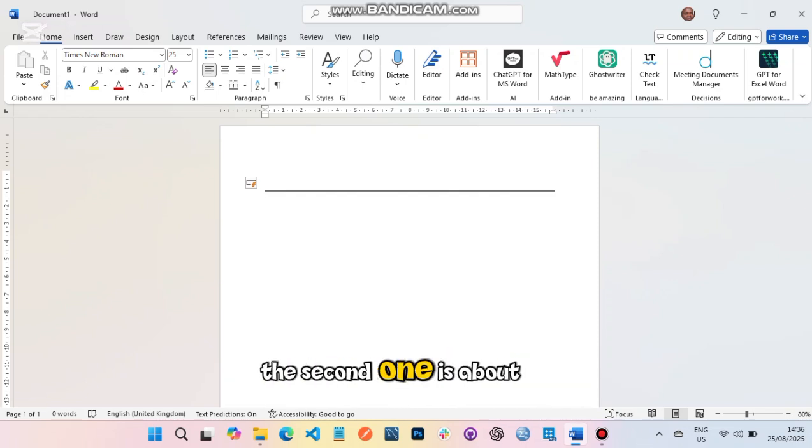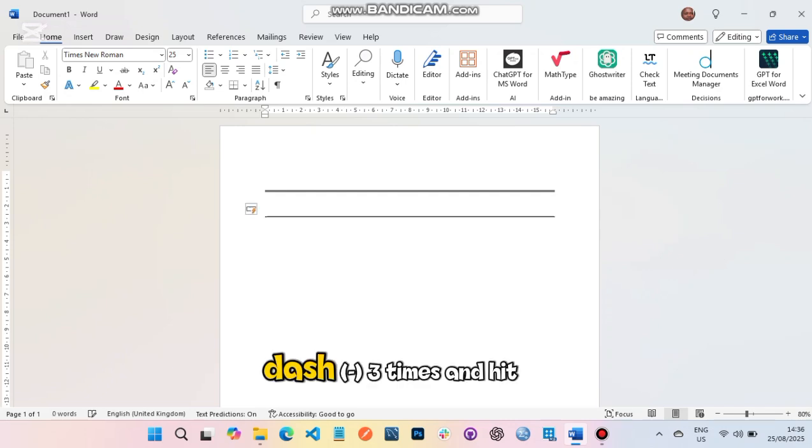The second one is about that single solid line in Microsoft Word. To do that again, tap dash 3 times and hit enter.